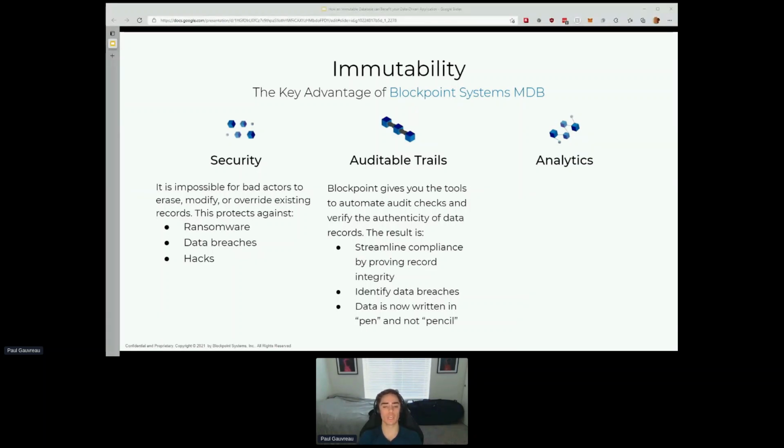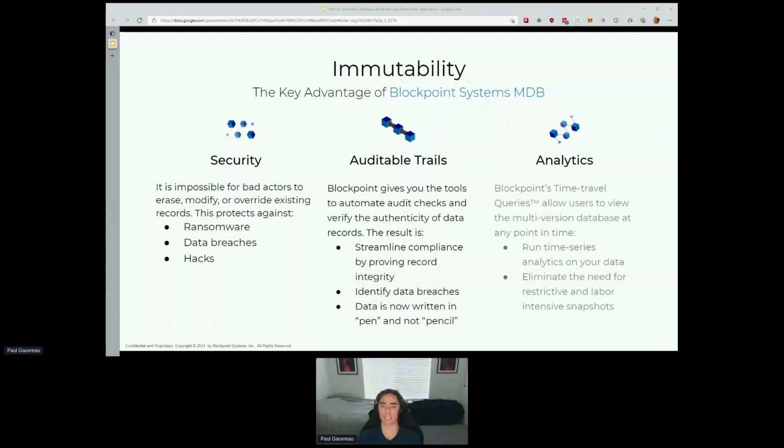So when traditional systems are written in pencil, MDB is written in pen because it can't be changed and you can prove those values.